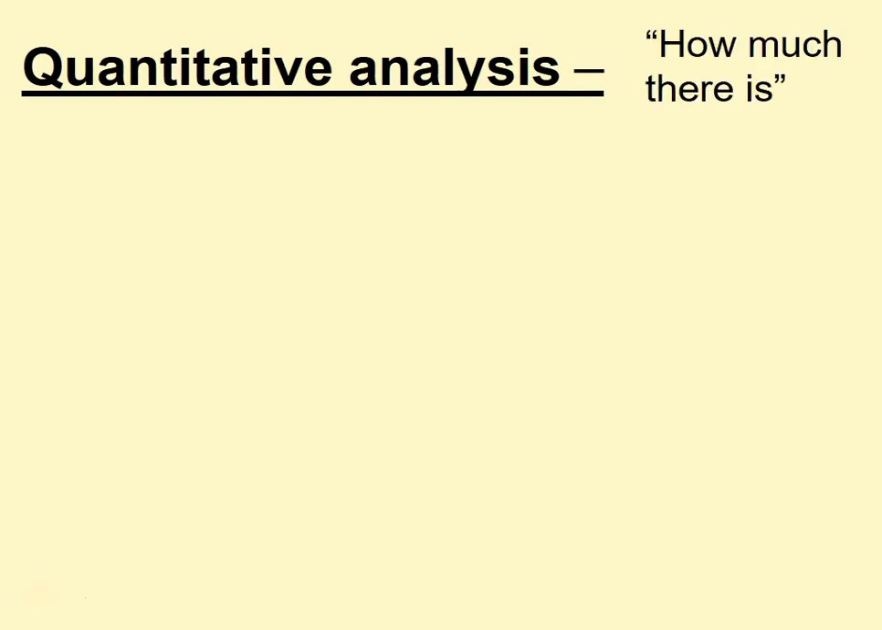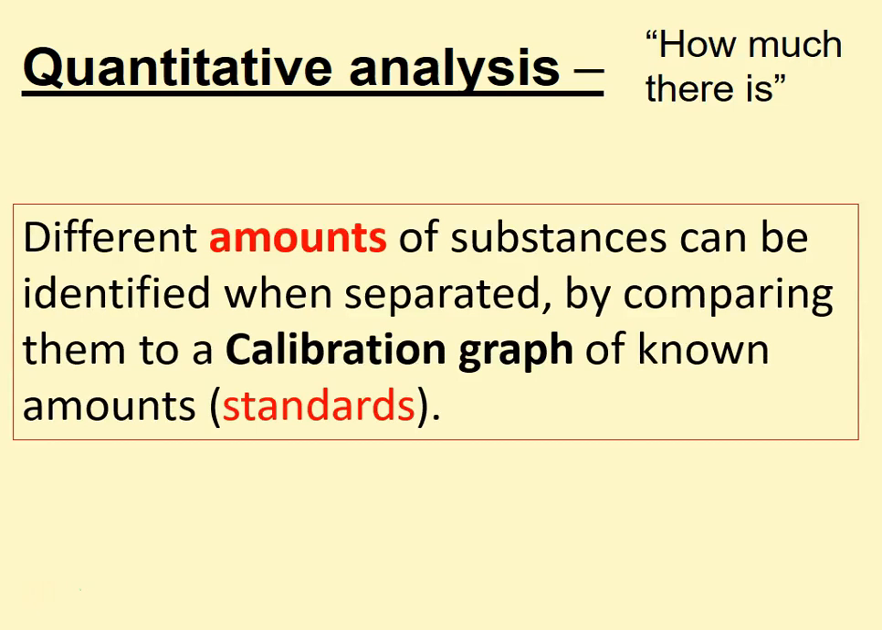Okay, quantitative analysis, quantity, tells you how much there is. So the different amounts of a particular substance, you can work out how much you've got by comparing the peak area to a calibration graph. A calibration graph is standards again, but these standards we know the amount of. They're standards for amount rather than standards for what it is.